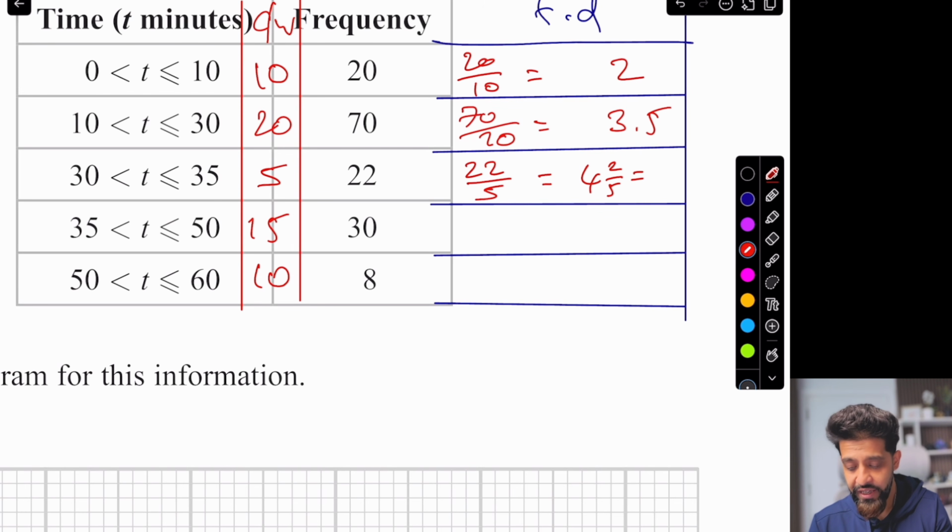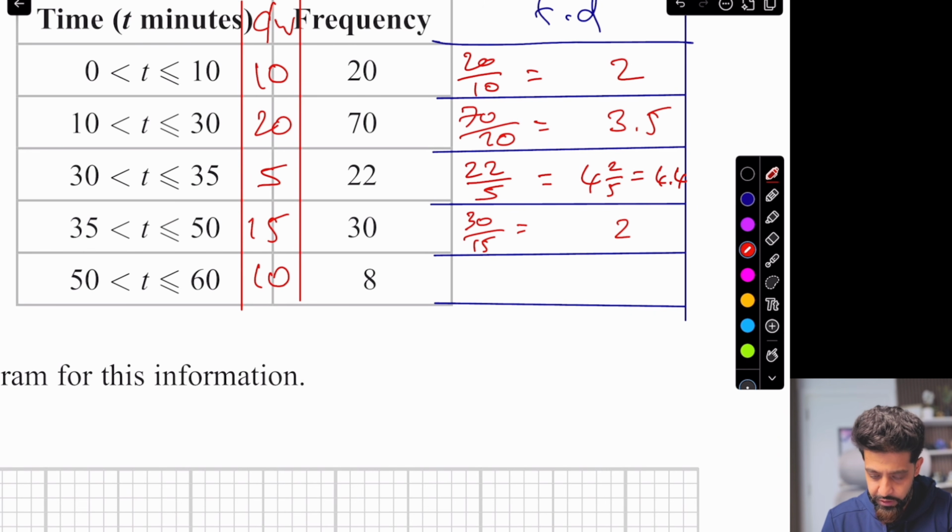So that would be written as 4 point. Remember, 1/5, 2/5, 3/5, 4/5. You've got to know these. 1/5 is 0.2. 2/5 is 0.4. So it's 4.4. Okay. Right. Next one is 30 over 15. So that is simply just 2. 8 over 10 is 0.8. All right, so there we go.